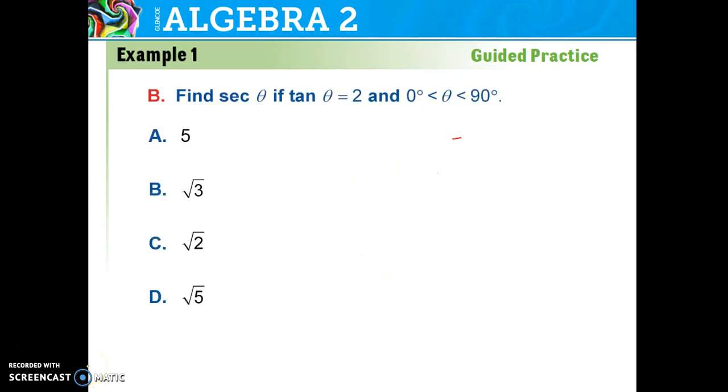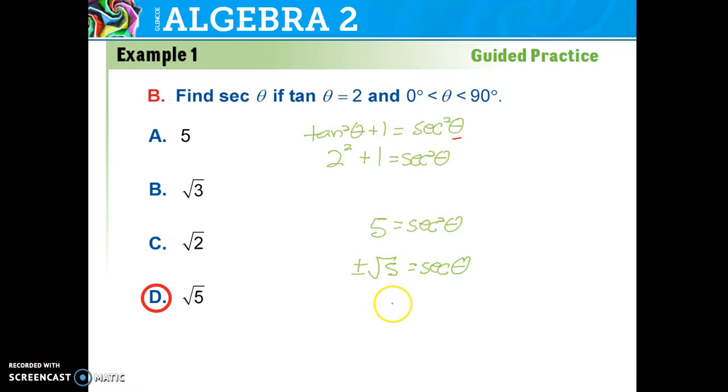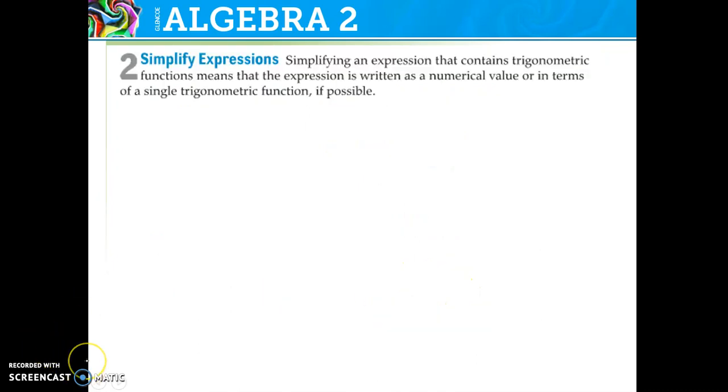Okay, one more. All right, your answer here should be D. And you should have used the identity that relates secant and tangent. And this is your work. Since I'm talking about theta again in the first quadrant, I know secant is going to be positive, so I choose positive square root of 5.